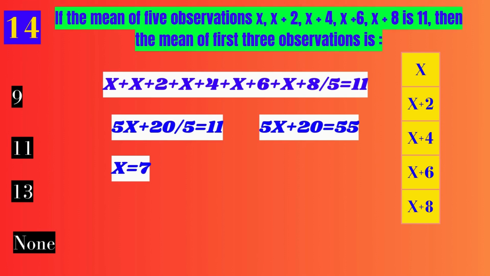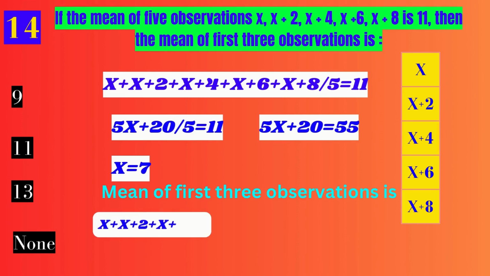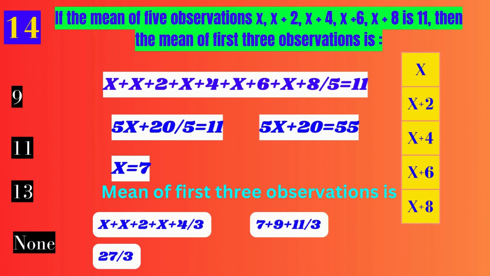Now, let's find the mean of the first 3 observations x, x plus 2, x plus 4. For this, x plus x plus 2 plus x plus 4, divided by 3. Substitute x equals 7. 7 plus 9 plus 11, divided by 3. Equals 27 divided by 3. Equals 9. So, the correct answer is 9.